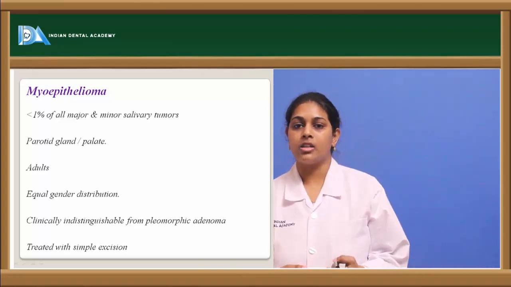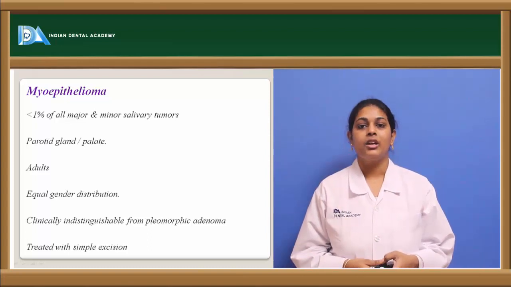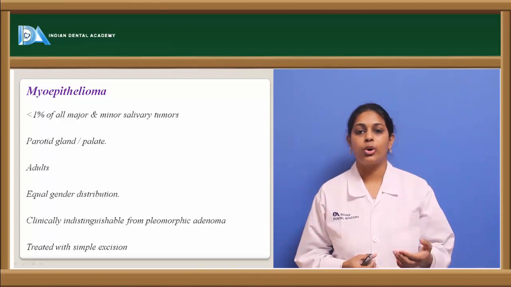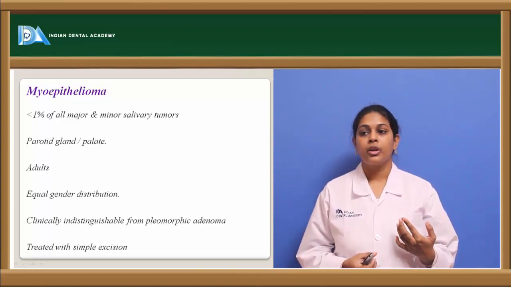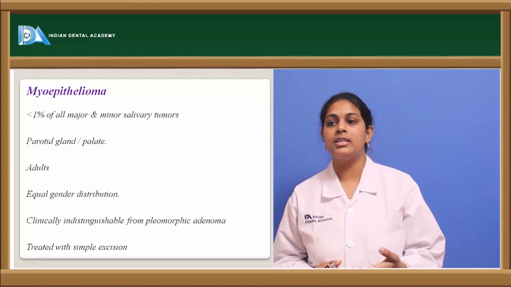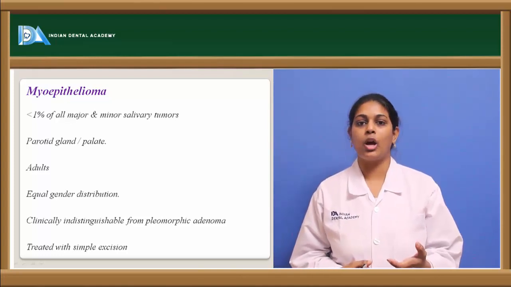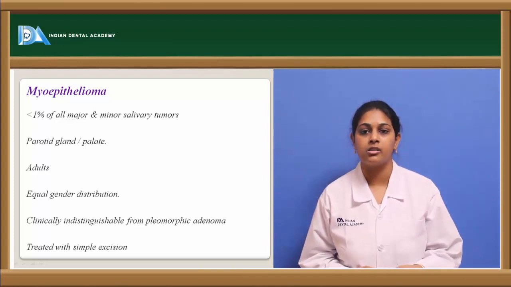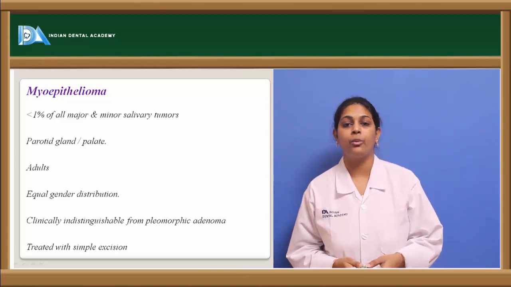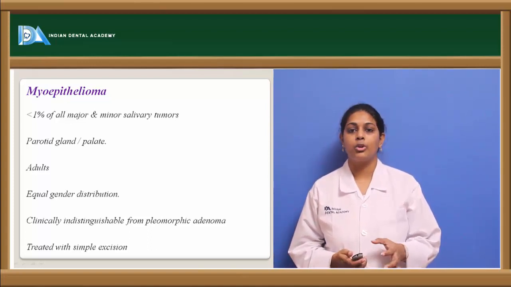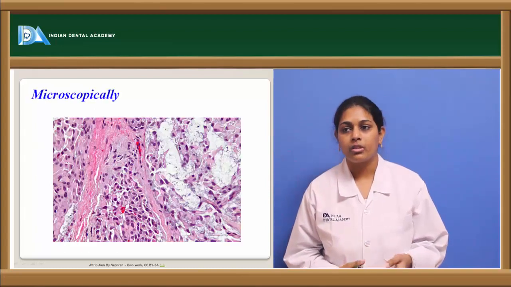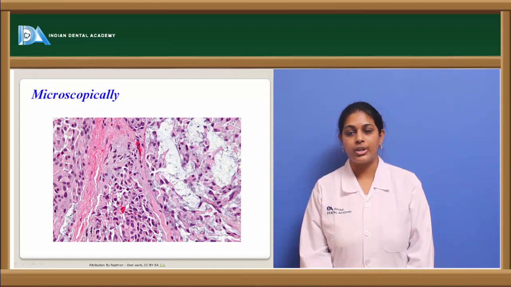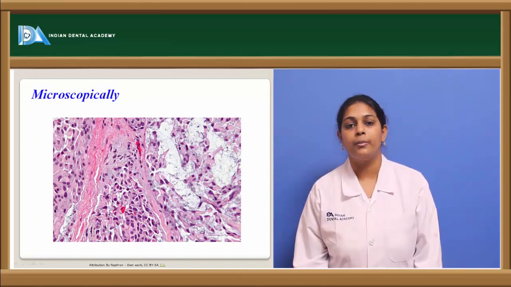And clinically, it is indistinguishable from pleomorphic adenoma because of the same signs and symptoms produced by myoepithelioma, like a slow growing, painless mass, and if the mass grows too much, it might result in facial nerve paralysis. Usually, myoepithelioma is treated with surgical excision, that is, the tumor is removed intact. And for the microscopic features, as the name itself suggests, myoepithelioma usually consists of myoepithelial cells.